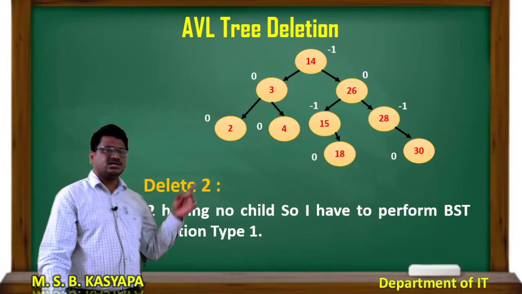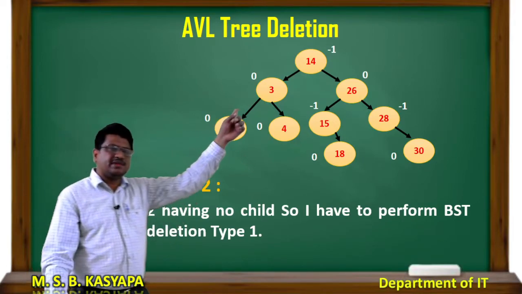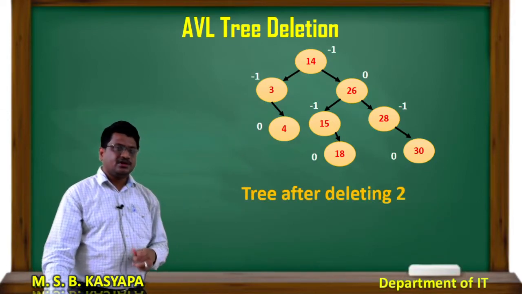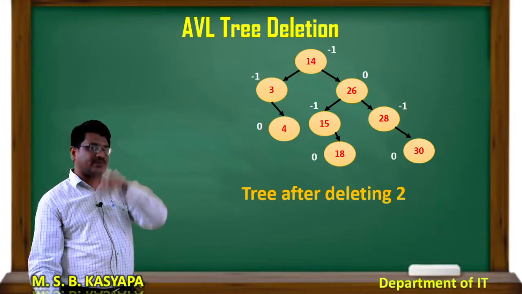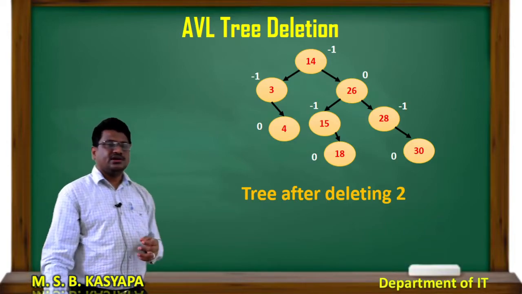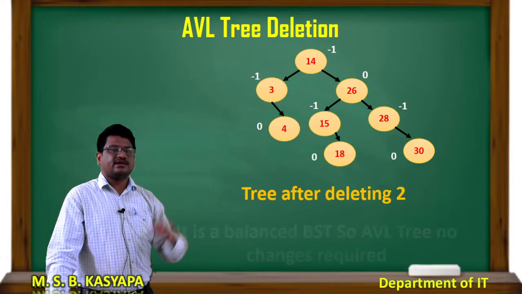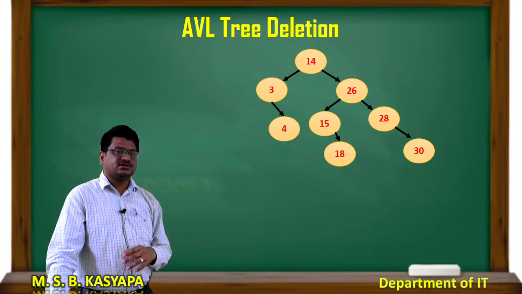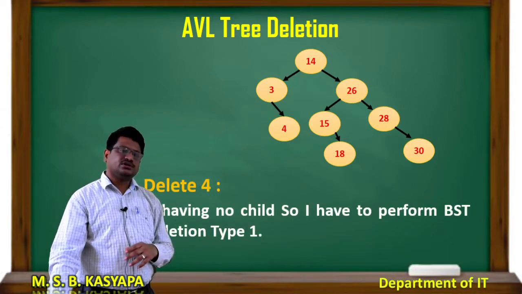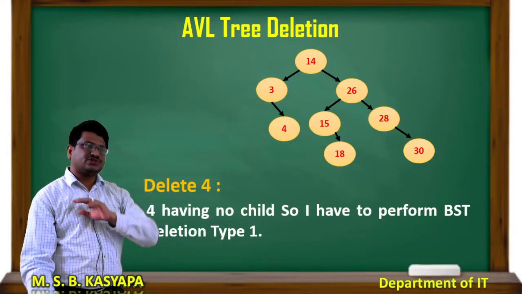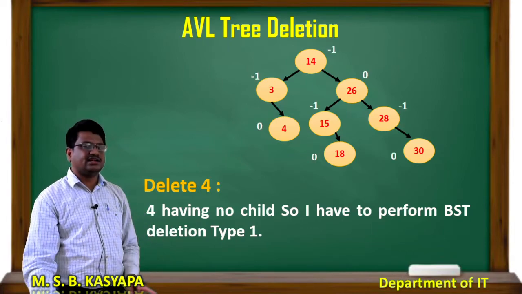Am I right? See here, if I delete the 2, only the balance factor of 3 has been changed. So 3 is changed from 0 to -1. That means there is no need of any rotation here. Okay, I can move to the next process. Again I want to delete 4. If I delete 4, it again comes under type 1, so I can directly delete the value.